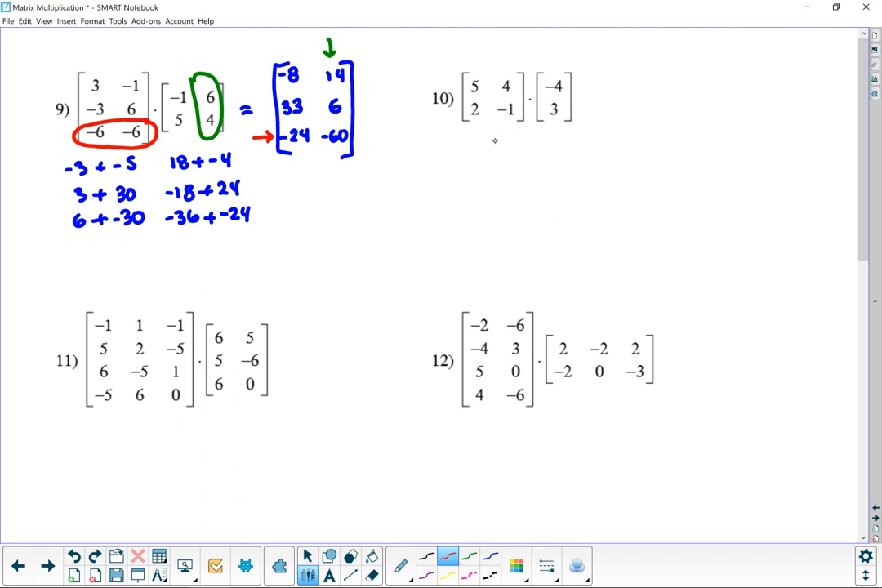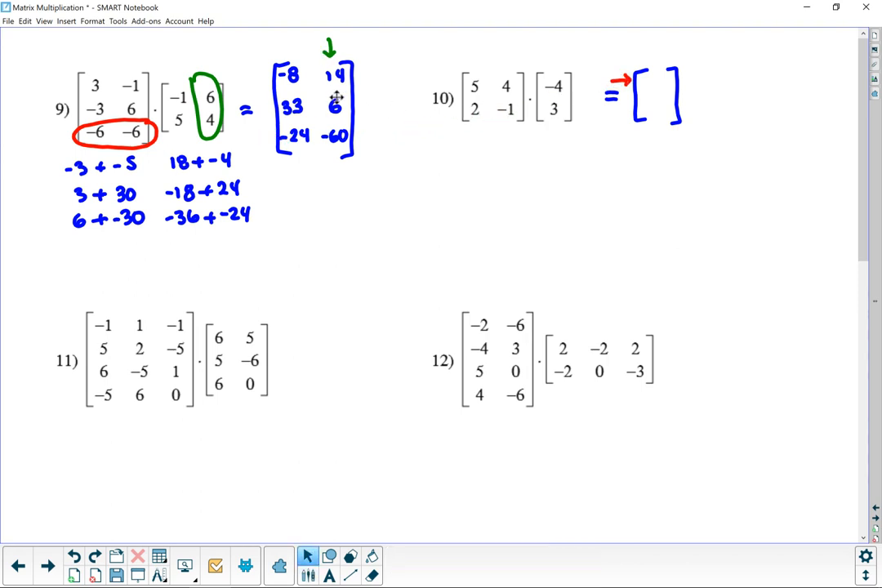Okay, number 10. This is a 2 by 2, and this is a 2 by 1. So my answer is going to be a 2 by 1, right? My answer should be the outside numbers. So it's going to look like the last one, tall and skinny. Not super tall, but just decently tall. And 2 by 1 means it only has 2 entries, right?